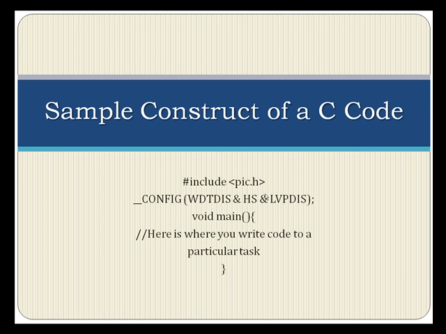Okay, now we can see a sample C code for a microcontroller. Here, in this header file, you can see pic.h. This is a basic include in C for programming a microcontroller. After this, here we can write any particular code for programming.